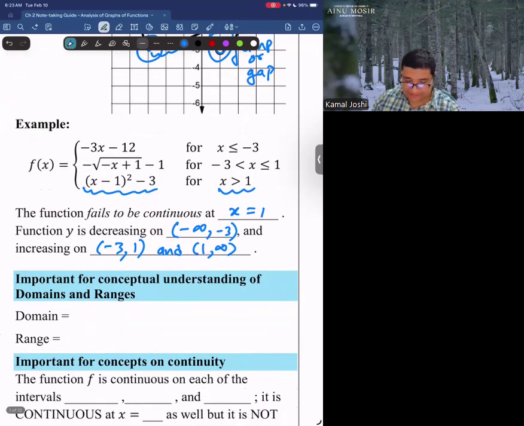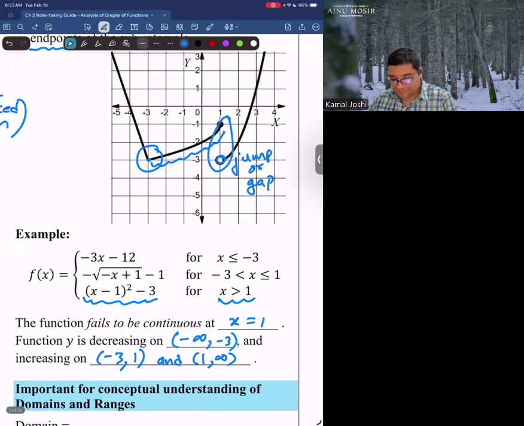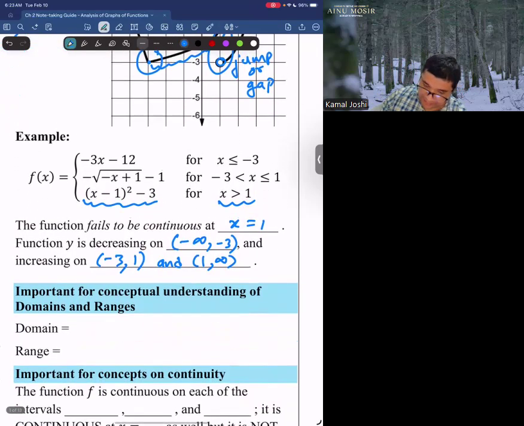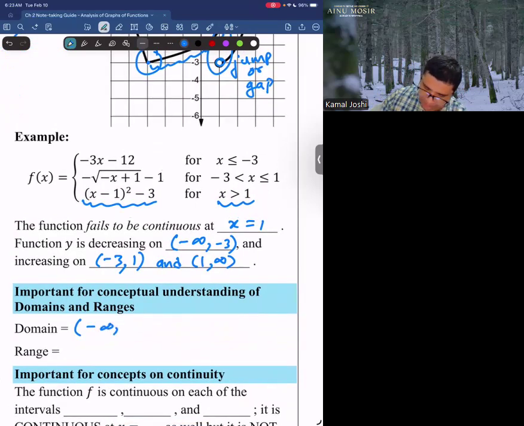And similarly, in this function, we are discussing many important concepts. Okay. What is the domain and range of this function? Okay, give it a try. Important for conceptual understanding, is what I have given the title for it. Look at the function and try to figure out what the domain is.